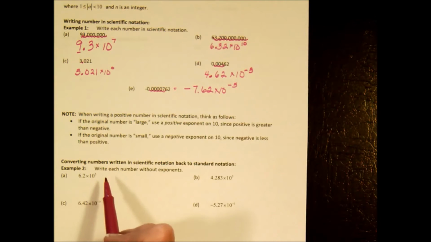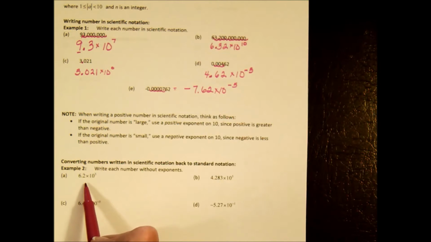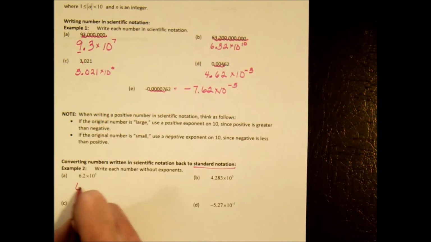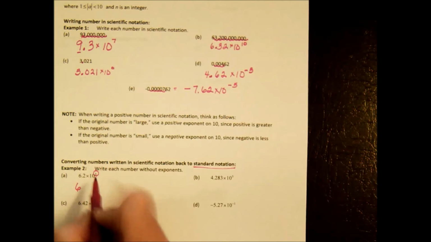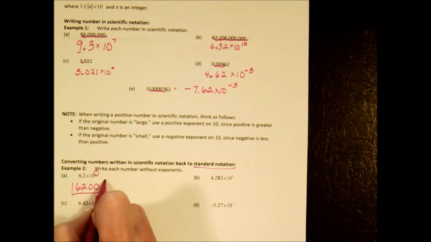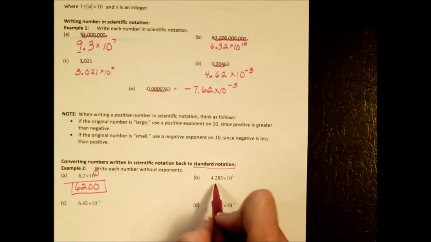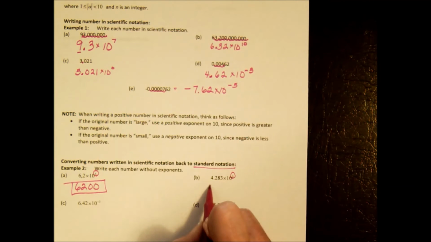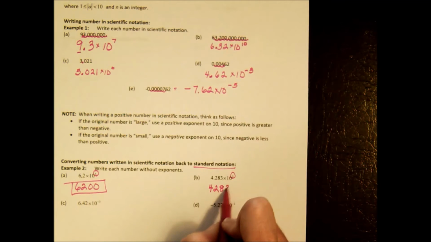Now, we can go the other direction too. You can start with scientific notation and go back and write it in what we call standard notation or standard form. So here, my exponent is positive, meaning this number was really larger. How much larger? 3 places. So I go 1, 2, 3. I have to fill in with those zeros. Here, it was positive, so it was larger. How much larger? 5 places. So 1, 2, 3, 4, 5. And then I can put my commas in.